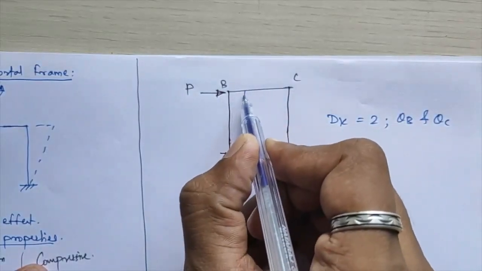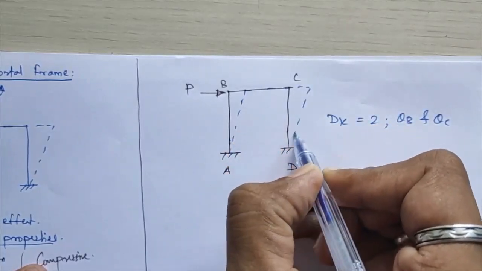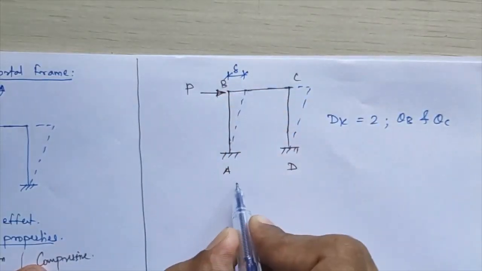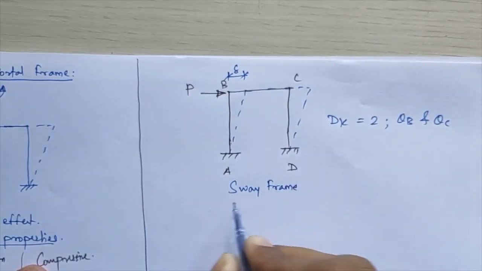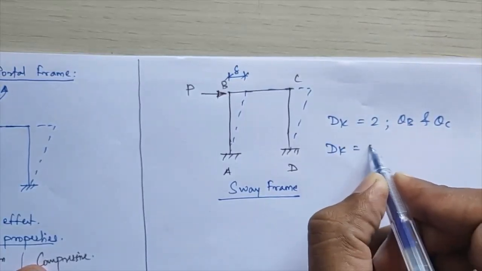Due to this load P, this frame will be subjected to horizontal displacement of an amount delta. In such a case, this frame will be classified as a sway frame, a sway portal frame. So in this case, your dk value comes equal to 3.